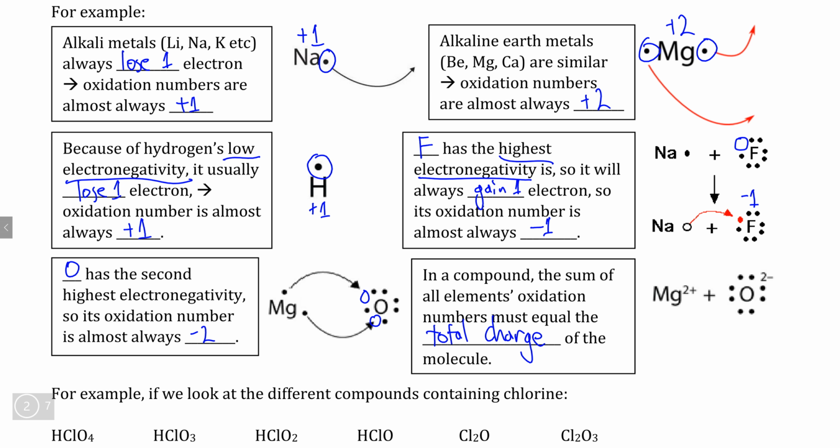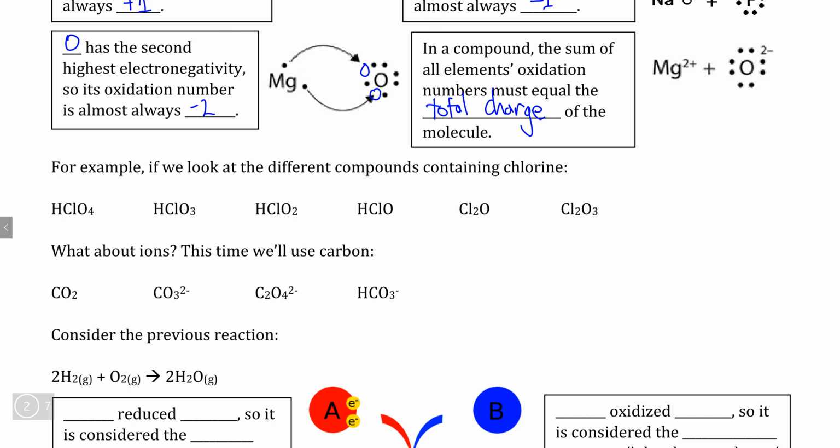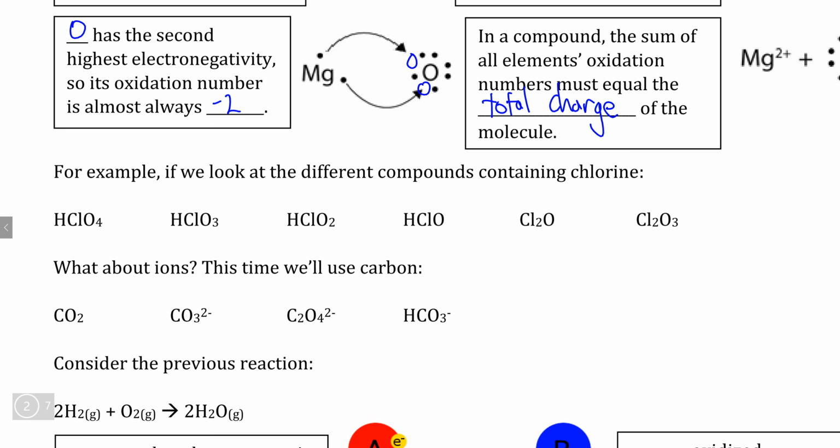So if we take a look at the compounds below, we see a family of compounds that are all based on chlorine, and then a family below where the compounds are all based on carbon. So if we start with perchloric acid here.